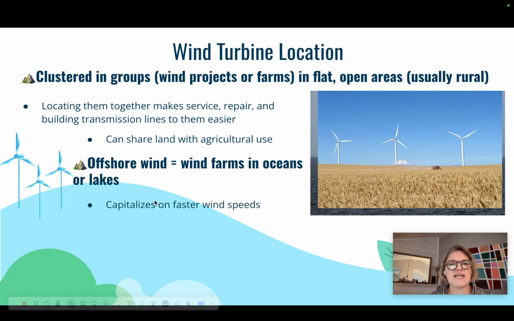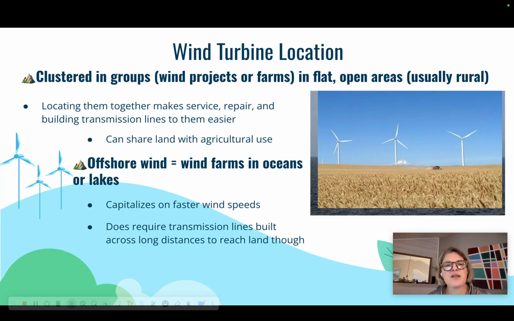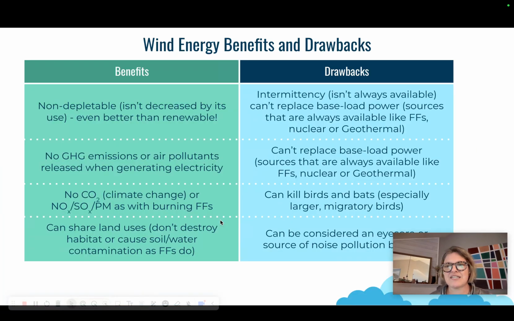Offshore winds tend to use, like I said, oceans or lakes. And that is a good thing because around water, we tend to have faster winds, so they can actually capitalize on that. It does require those transmission lines, though, to be built across long distances to reach land. And so that's a drawback of that.